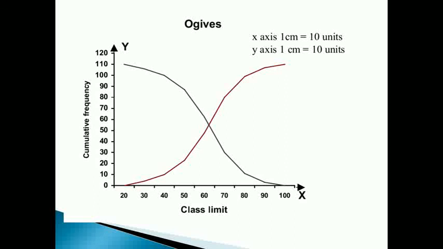So depending upon the less than ogive values and more than ogive values, we can easily draw two curves. Here on the x-axis we plot the class limits, and on the y-axis we plot the cumulative frequencies. On the x-axis, 1 centimeter is equal to 10 units. Similarly, on the y-axis, 1 centimeter is equal to 10 units. Okay.